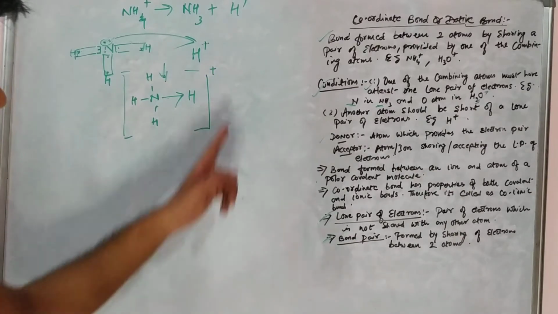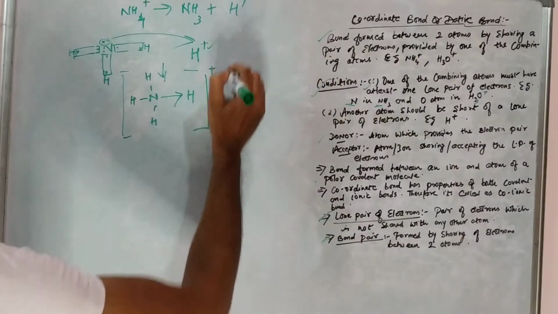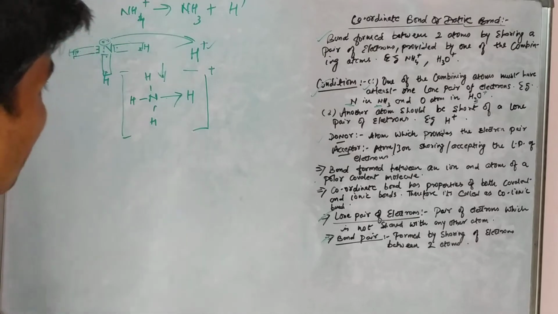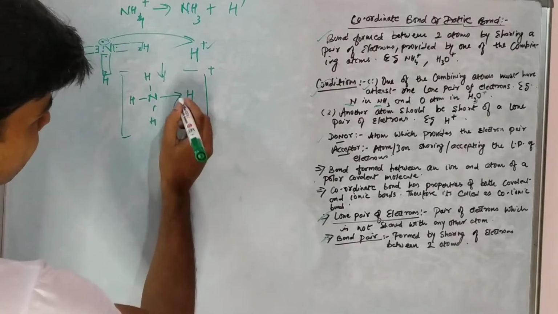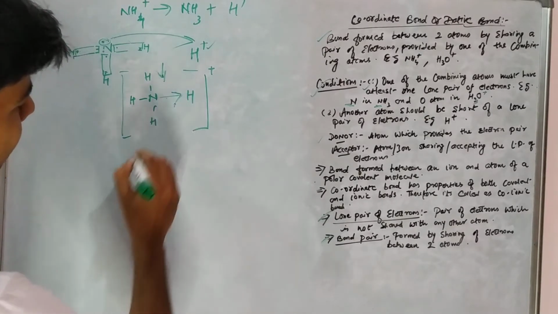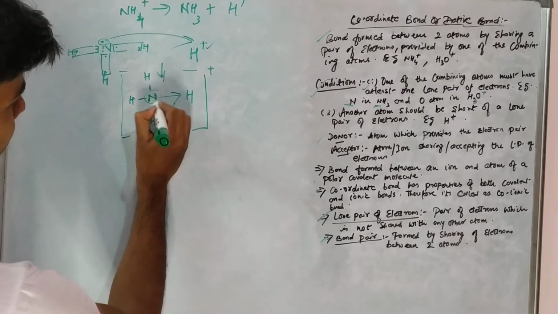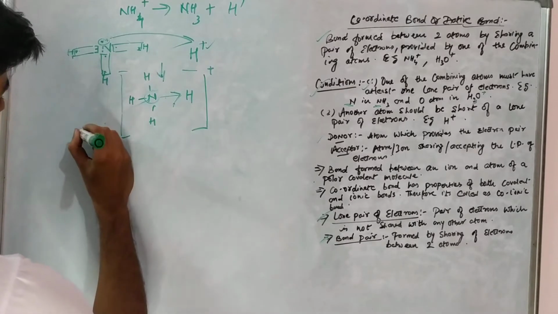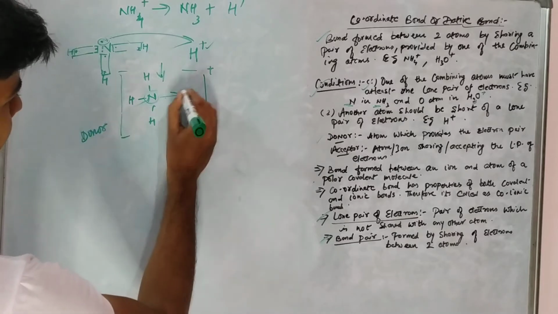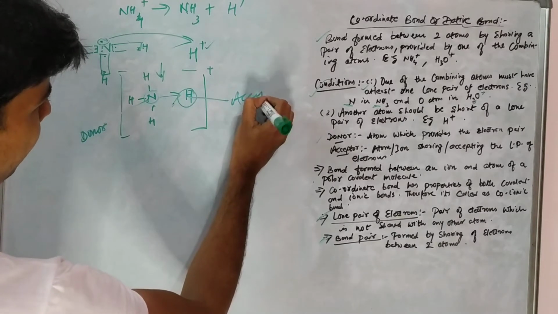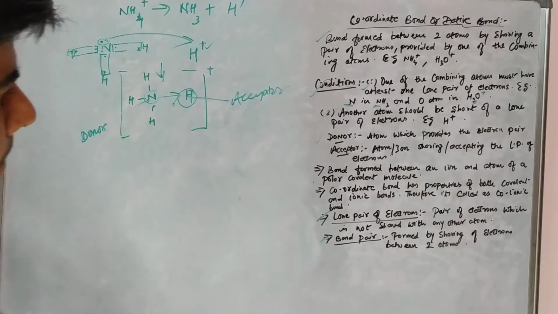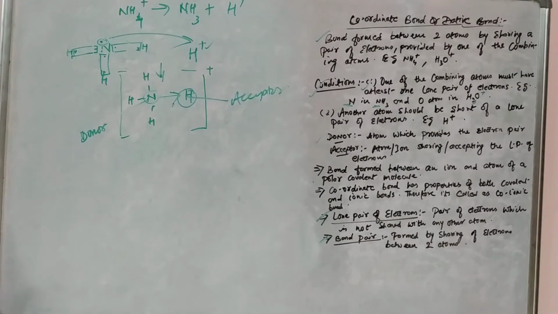This will acquire a positive charge. Positive charge came from this proton, hydrogen ion, right? And coordinate bond is represented by an arrow pointing from donor to acceptor, right? So just look at the definition.